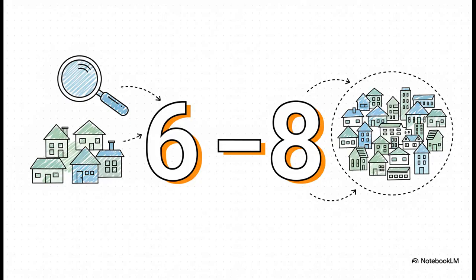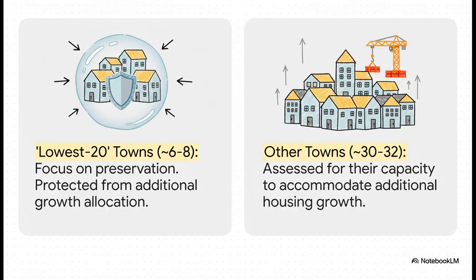So remember that statewide list of 20 towns? How many of them are actually in the capital region that we're talking about? Well, it turns out it's only about 6 to 8 of them. So we're really only talking about a small, very specific group within the region's 38 towns. And this is so important because this one distinction creates two totally different paths.